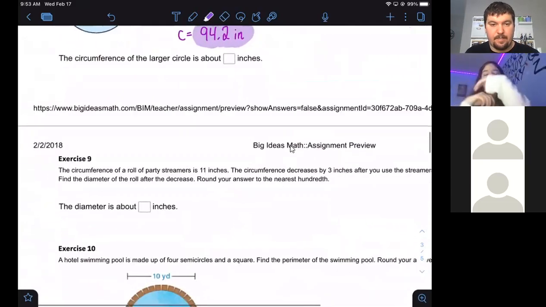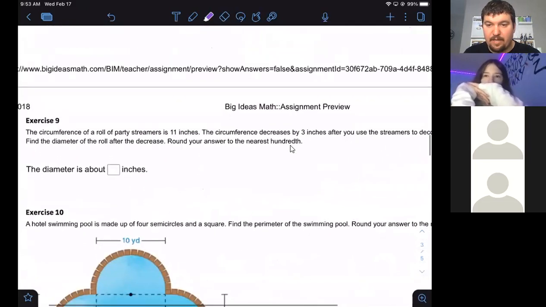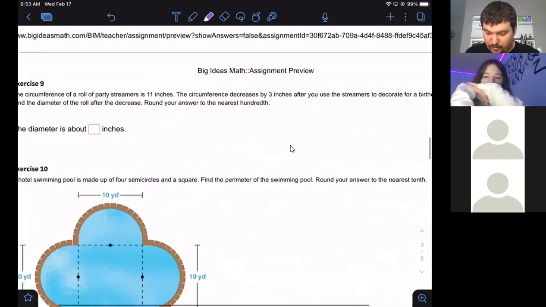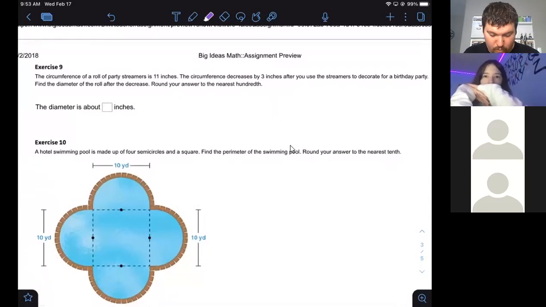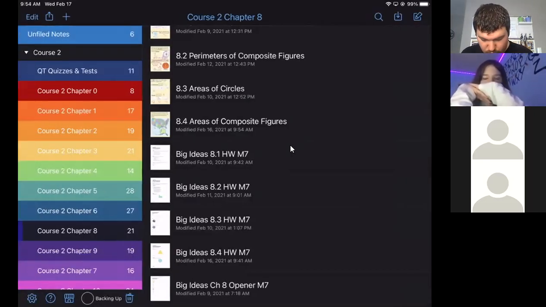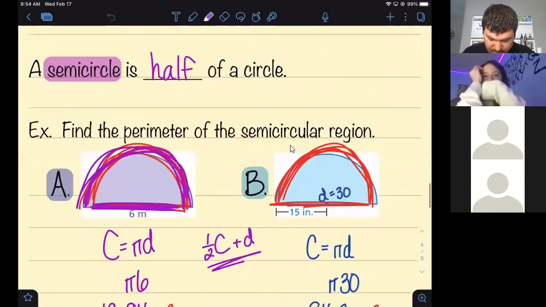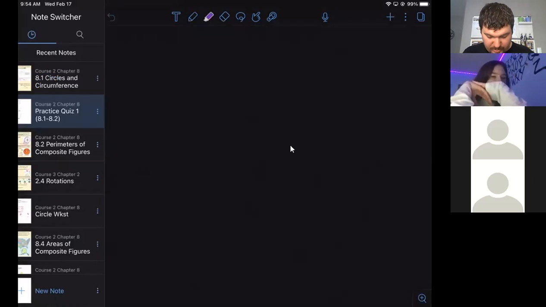Number 9 says the circumference of a roll of party streamers is 11 inches. The circumference decreases by 3 inches after you use the streamers to decorate for a birthday party. Find the diameter of the roll after this decrease. So this problem is a lot like the caution tape problem, where we had to decrease the circumference and then find the diameter. They want us to work backwards. So that's what we're going to do here.